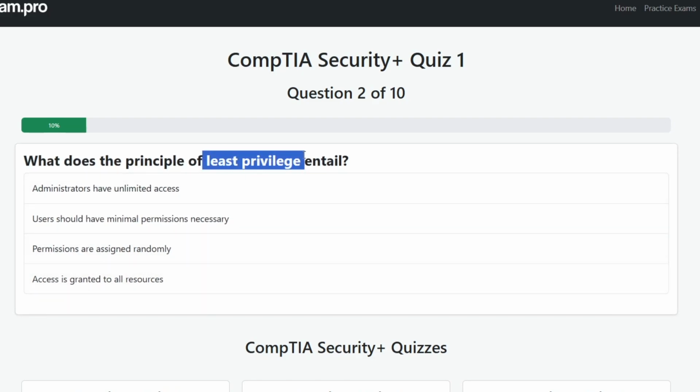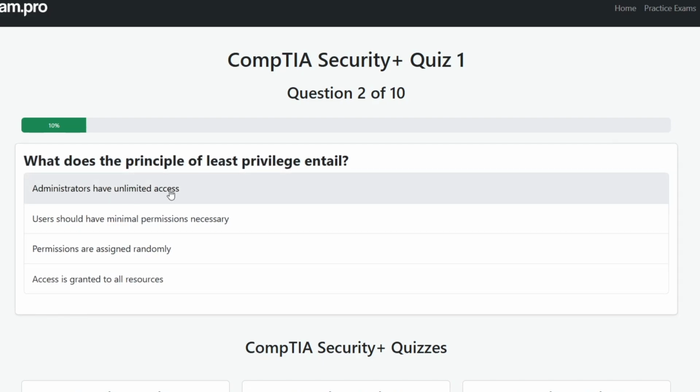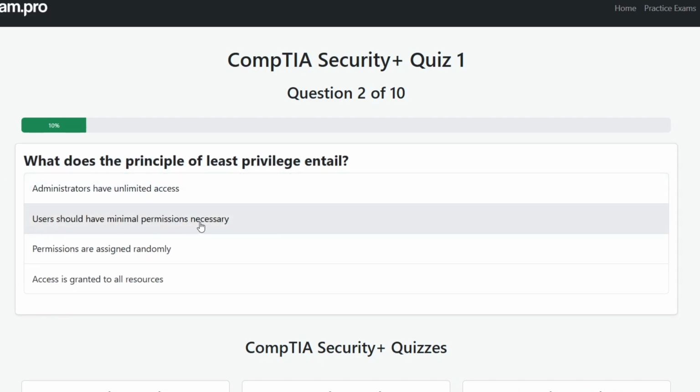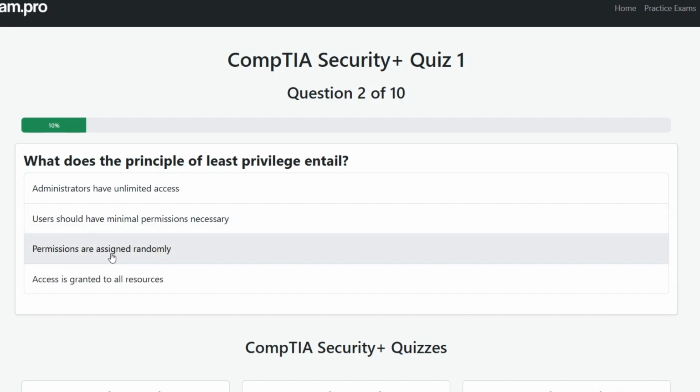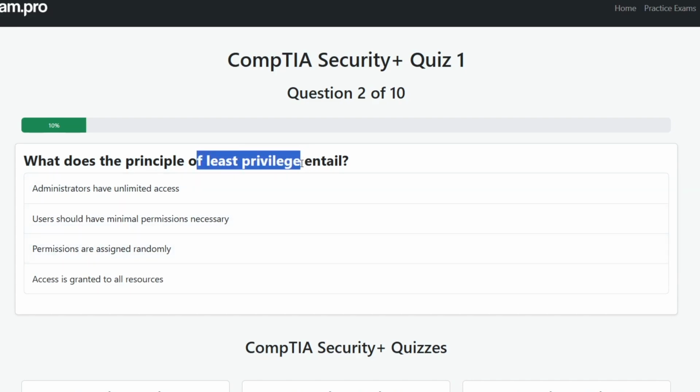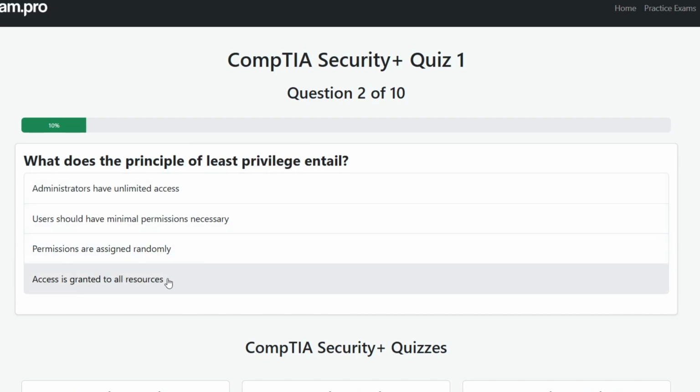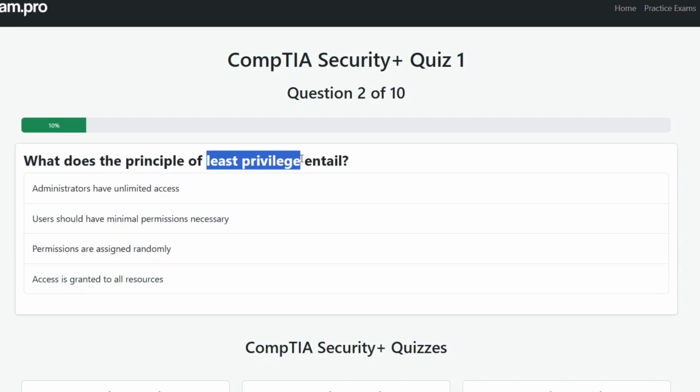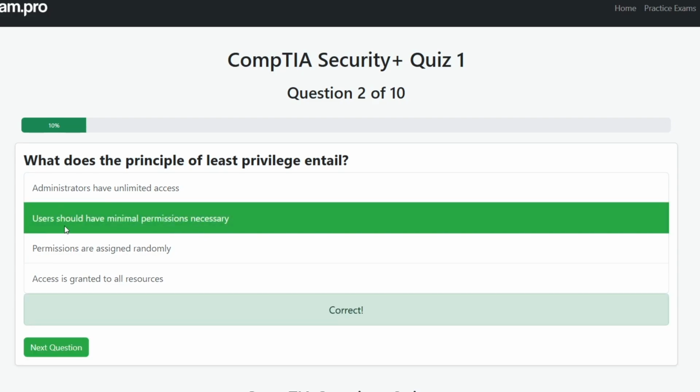So the question is least amount of privilege. With CompTIA, you usually want to find the extremes, the most or the least. So we have the least privilege here. So we don't want unlimited access. Users should have minimal permissions necessary. That's a good answer. Permissions are assigned randomly. That doesn't necessarily mean it's least privilege, so I'd probably count that answer out. And then access is granted to all resources, which is definitely not least privilege. The least amount of privilege is doing whatever is necessary, only giving the amount of privileges to do whatever your job function is. So the answer is users should have minimal permissions necessary.